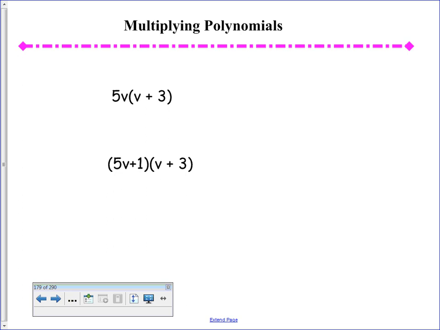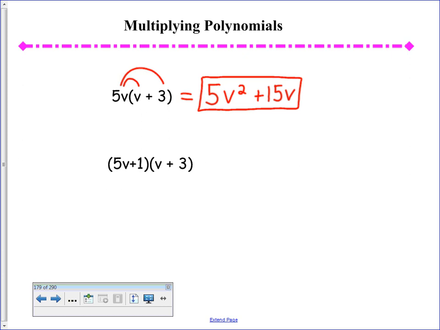Okay, today I'm going over multiplying polynomials. We had done some of this in 7th grade, and now we're expanding a little bit when I multiply a binomial times a binomial. So let's take a look at the first example, 5b times b plus 3. This is a monomial being multiplied by a binomial. So we learned last year we are going to multiply 5b times b, and I get 5b squared. And then I multiply 5b times a positive 3, and I get a positive 15b. This is called the distributive property.